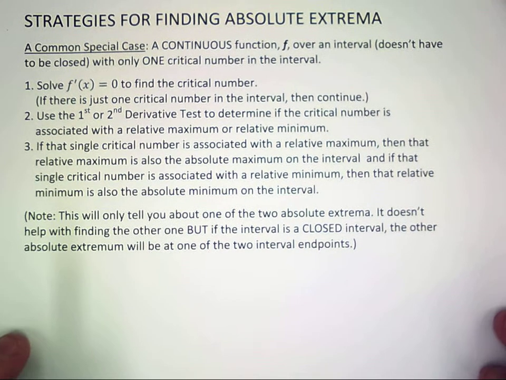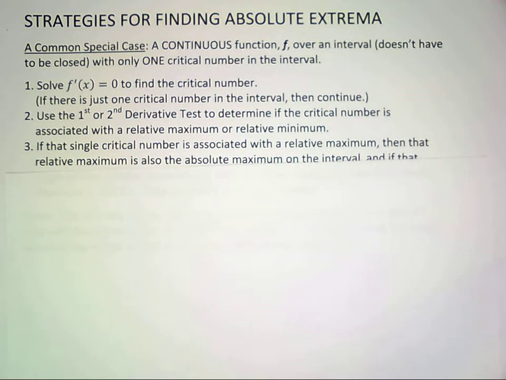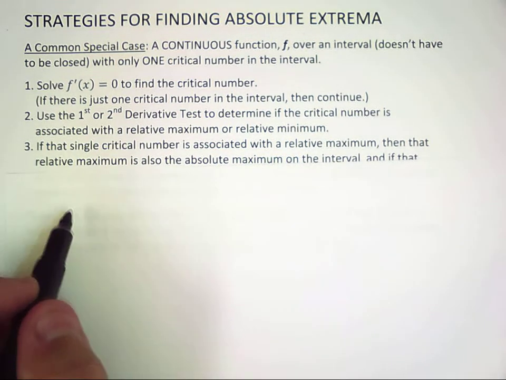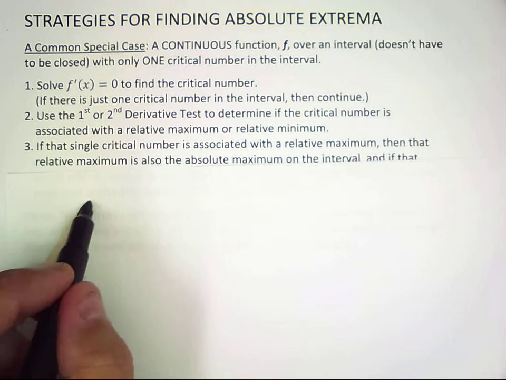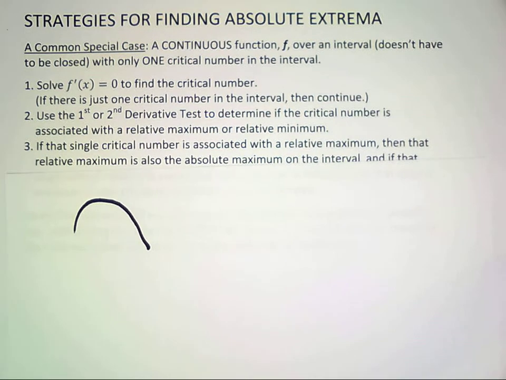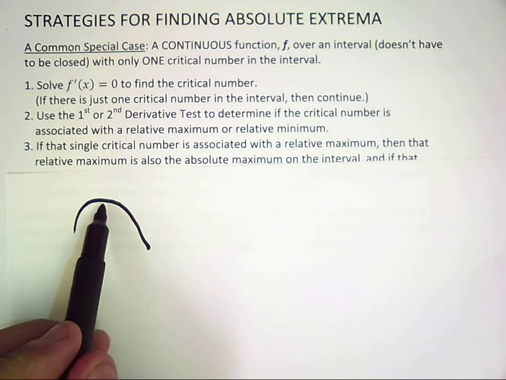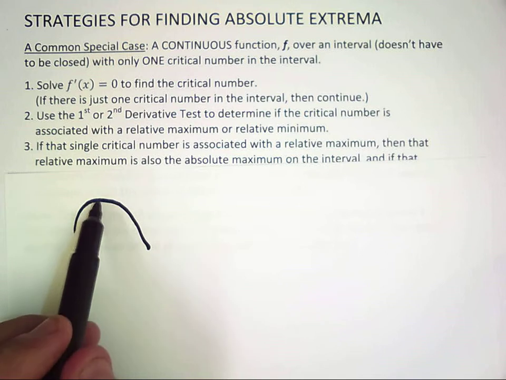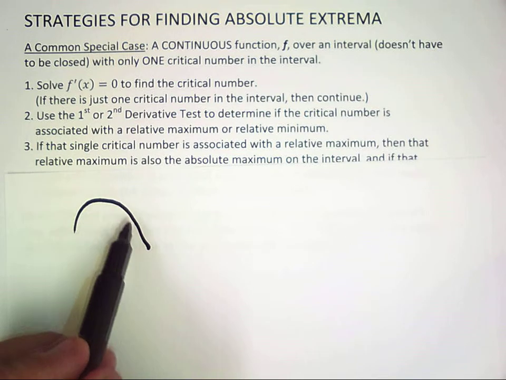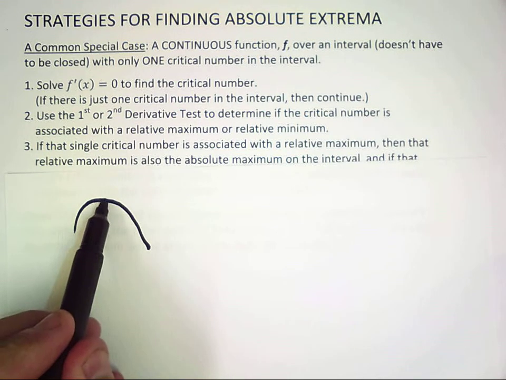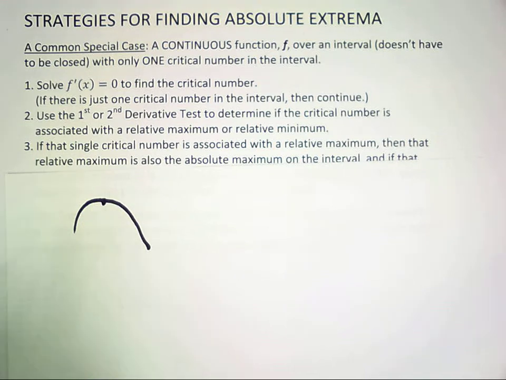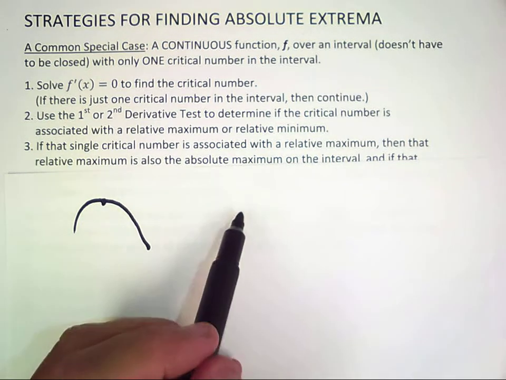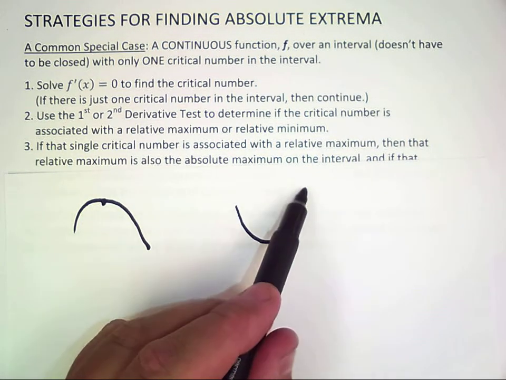Now, I suppose I might want to say a little bit about why this might be true. I guess you don't need to know that just to be able to use it, but if you just play around with a curve, you can sort of see how that might be true. If you have some curve like this that only has one critical value, then if it opens like this, that critical value is not only going to be a relative max, it's also going to be an absolute max.